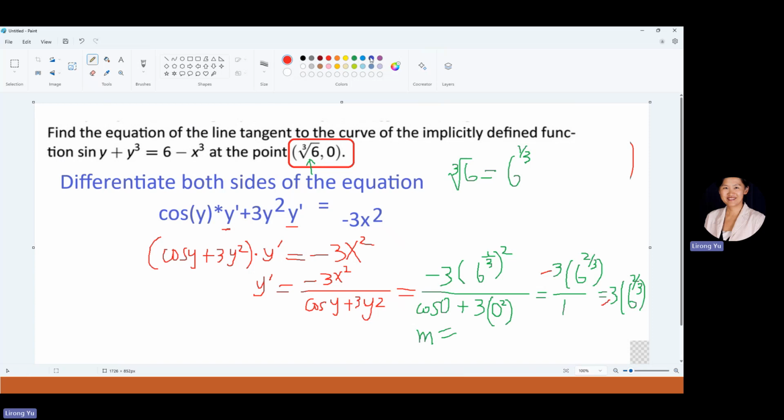The equation would be y equal to the m, which is -3 times 6 to the 2/3 power, and then multiply by x minus the x value. This is the x value. So x minus 6 to the 1/3. I'm supposed to write cube root, but it's harder to write cube root if you are trying to enter decimals. And then we plus the y value, which is 0. So that's the tangent line equation.